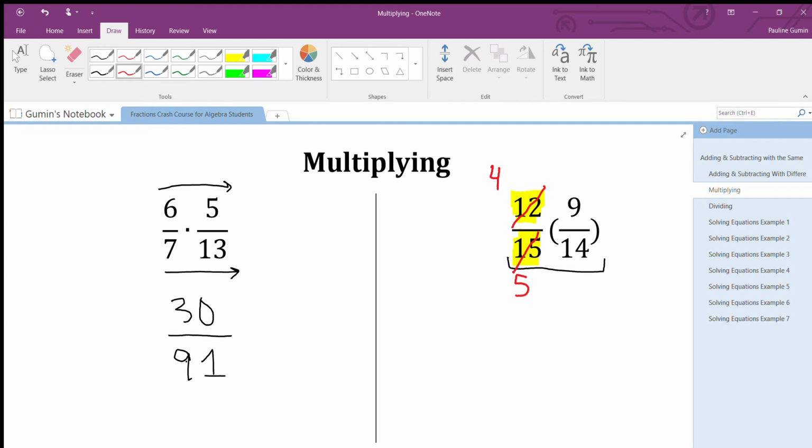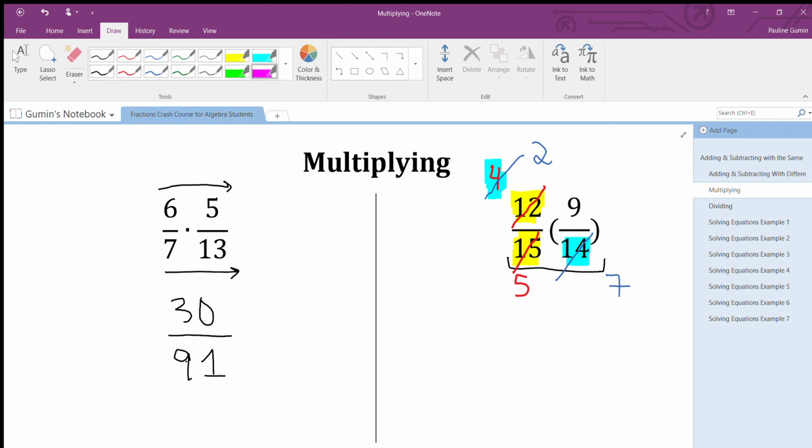Well, let's see. Can I reduce anything else? Can I reduce this 9 with the 5 or the 14? No. However, I do have a new number. I have a 4. Can I reduce the 4 with anything? Well, yes. I can reduce it with the 14. So this 4 gets reduced twice. Okay. I can divide both of these by 2. 4 divided by 2 is 2. 14 divided by 2 is 7. Fantastic.